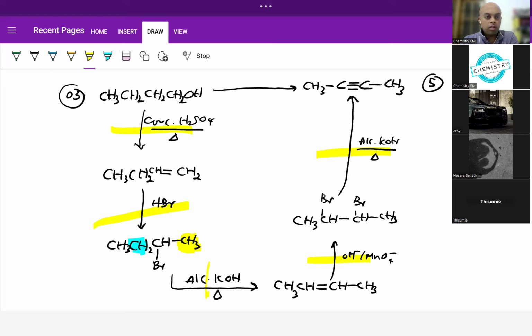That's a question. When we are adding Br2, is it a must to add CCl4? Yes, we need to add CCl4. Why is that? What is the reason? Anybody who can answer this one? The question is, if I repeat, when we are adding Br2, is it a must to add CCl4? Why do we add CCl4? What is the reason? Can anybody answer this one?